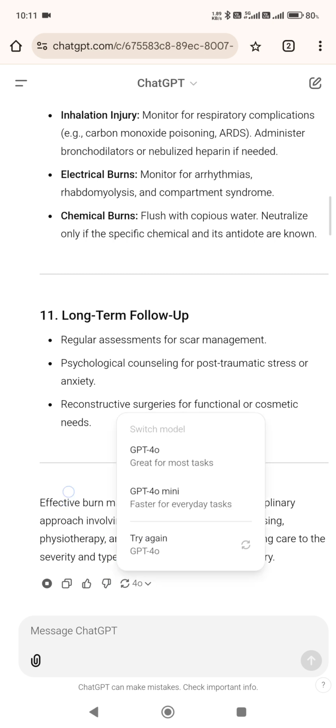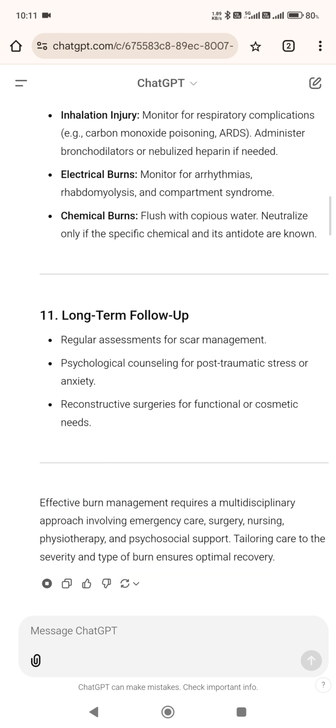11. Long-term follow-up. Regular assessments for scar management. Psychological counseling for post-traumatic stress or anxiety. Reconstructive surgeries for functional or cosmetic needs. Effective burn management requires a multidisciplinary approach involving emergency care, surgery, nursing, physiotherapy, and psychosocial support. Tailoring care to the severity and type of burn ensures optimal recovery.